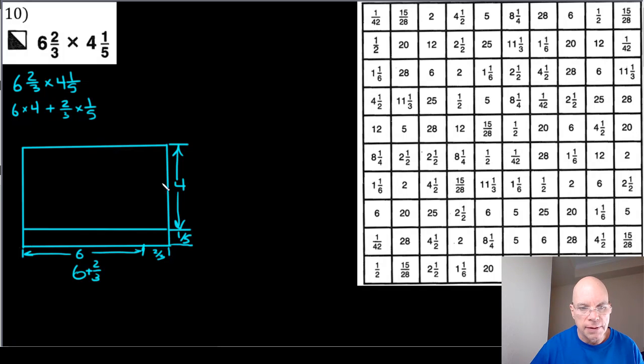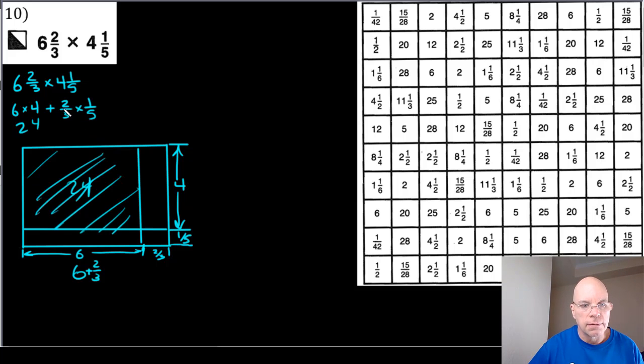If we break the rectangle up into 4 pieces like this, 24 is this area, and the 2/15 we would get here, 2/3 times 1/5, is this piece, but we're missing this whole piece and this whole piece. So you can't get the full product if you simply multiply the whole numbers and multiply the fractions and add them, because you have two terms in each of these factors.